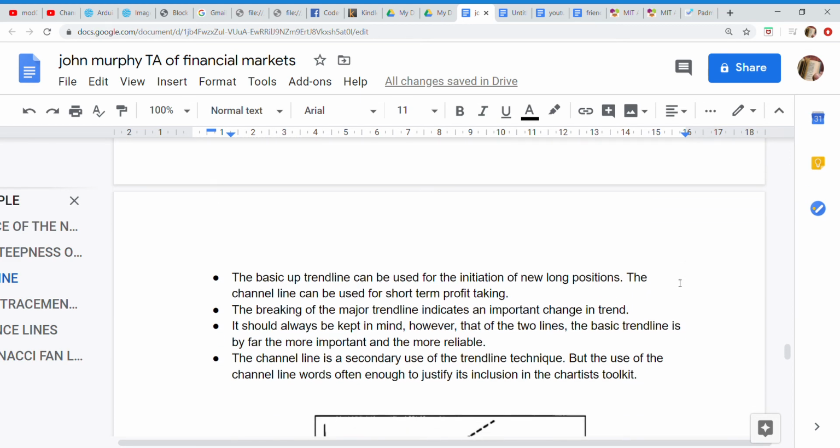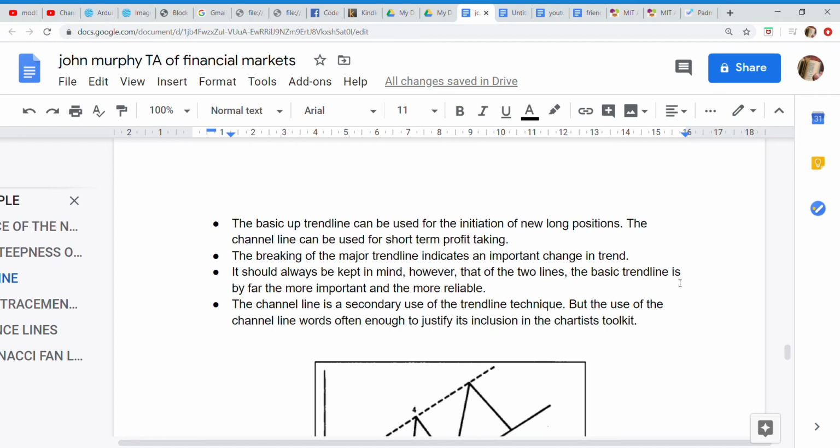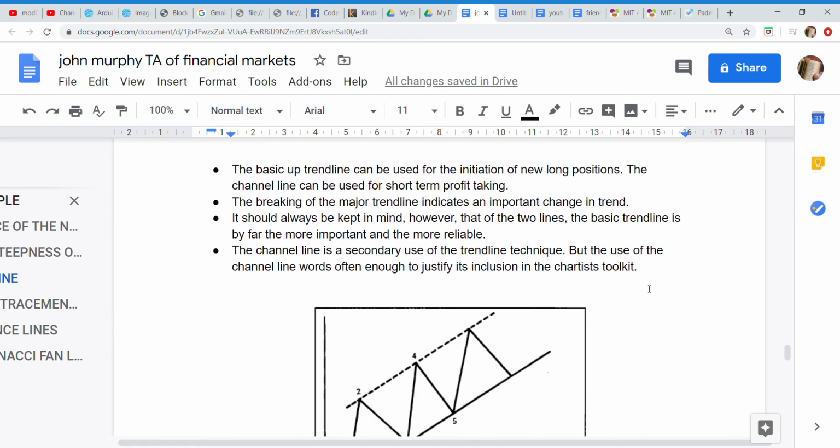advantage. The basic uptrend line can be used for the initialization of new long positions. The channel line can be used for short-term profit taking. The breaking of the major trend line indicates an important change in trend. It should always be kept in mind, however, that of the two trend lines, the basic trend line is by far the most important and more reliable.